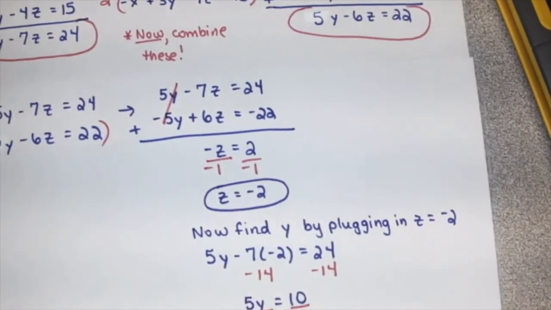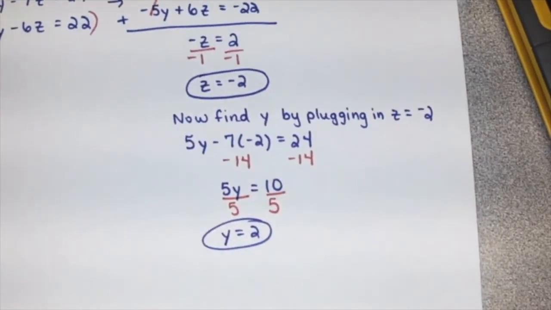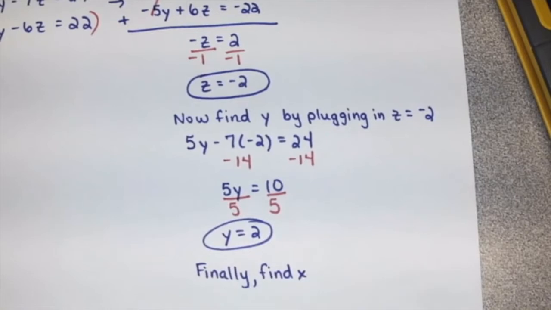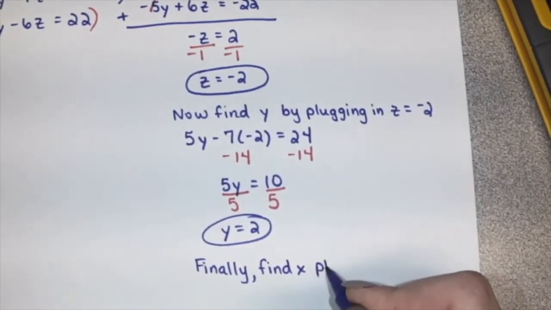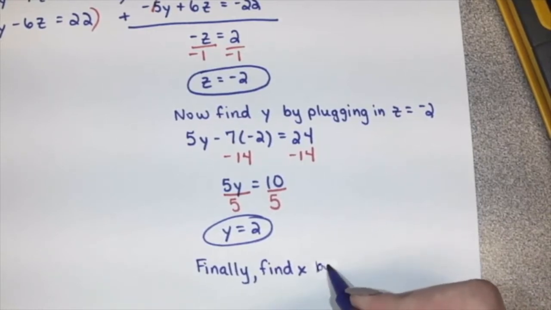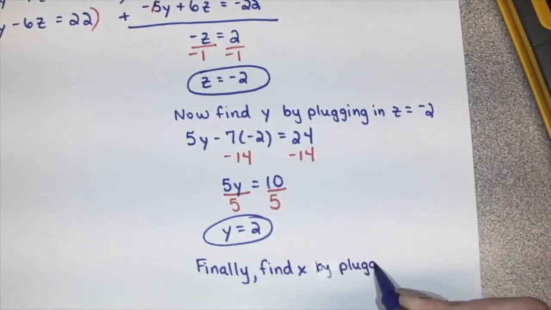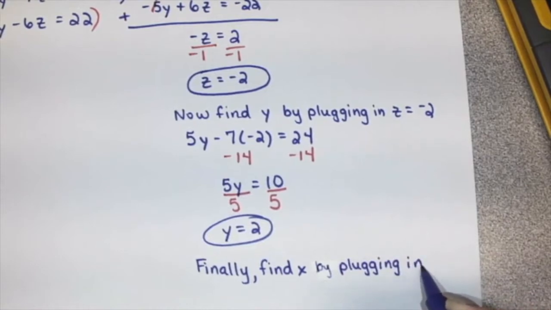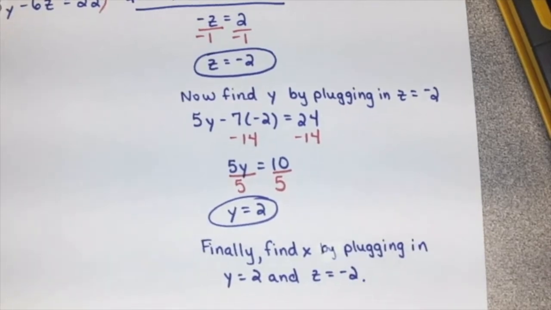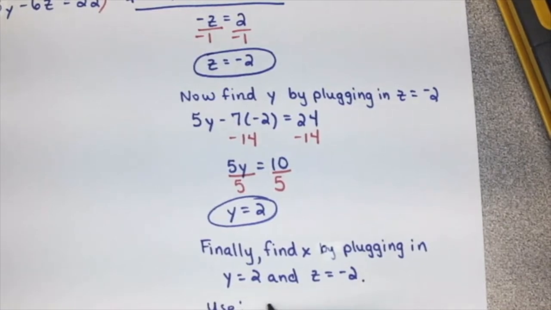So now we just need to find what final thing? We just need to find what last thing? Find x, right? So we just need to find x by plugging in the two things we know already. So we're going to plug in y equals 2 and z equals negative 2. And it doesn't matter which equation I use. Okay, so I'm just going to take the first one, for instance.